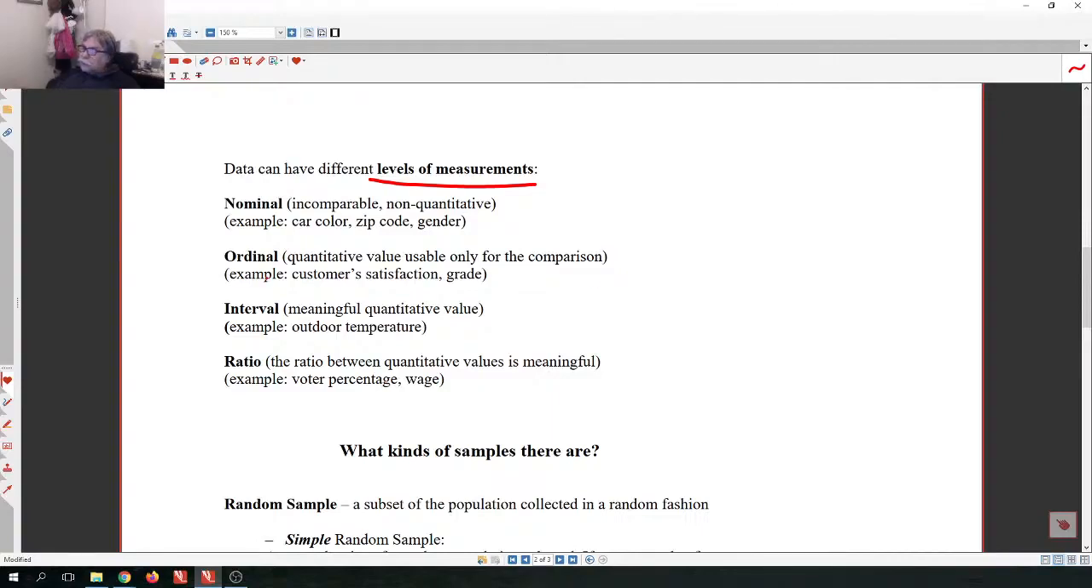Now, the first level of measurement that is a numerical level of measurement is the ordinal level of measurement. You can see that very often in customer satisfaction surveys. Grade is something like that.